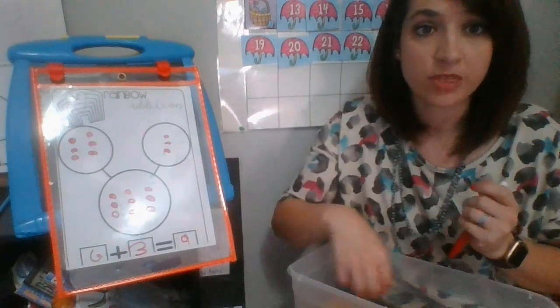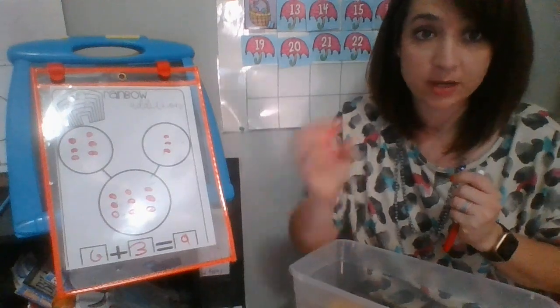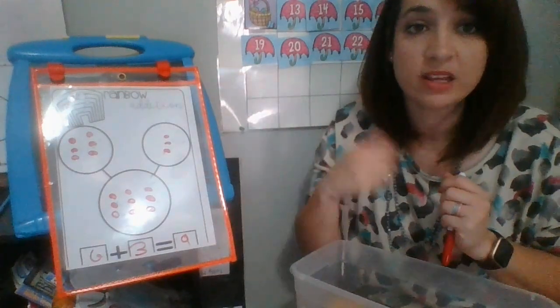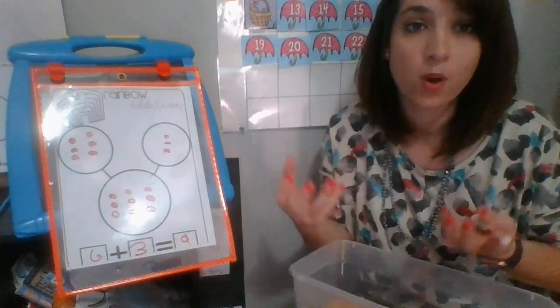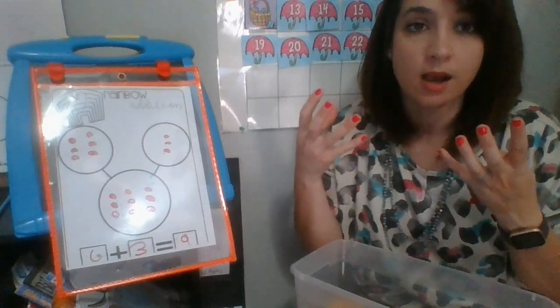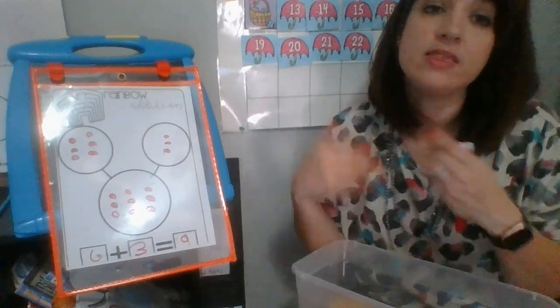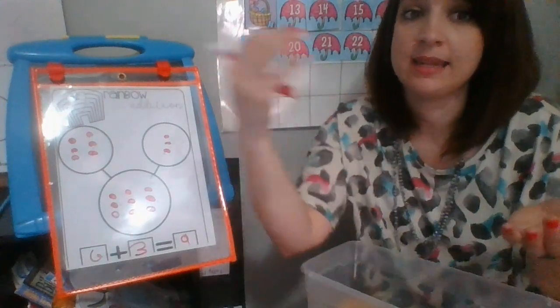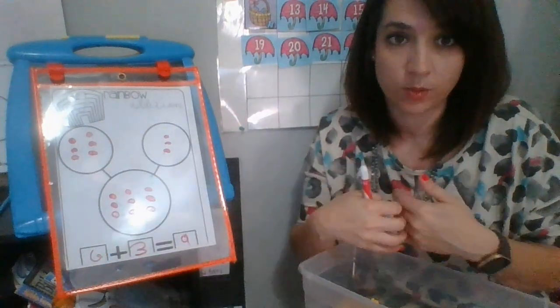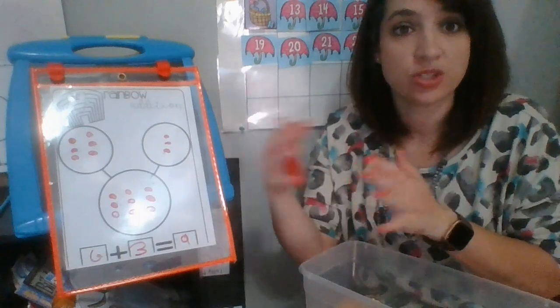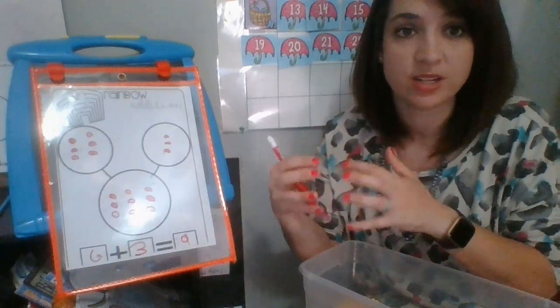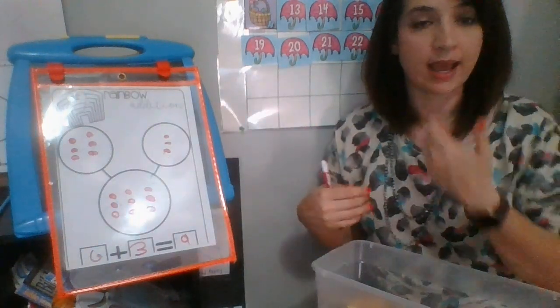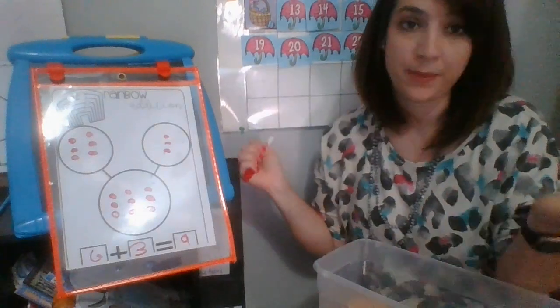So if I say, show me 3 bears, can they reach in and show me 3 bears? 1, 2, 3. If I call out different numbers, can they show me that quantity, that amount of whatever item you're working with? Then you can progress to adding. Well, I have 3 and I added 3 more. What do I have now? And once you have a solid understanding of that, then you can go backwards. You can take away. I had 3 and I took 1 away. How many do I have?